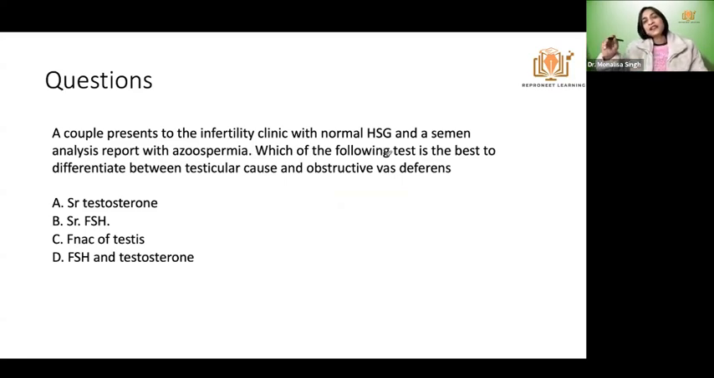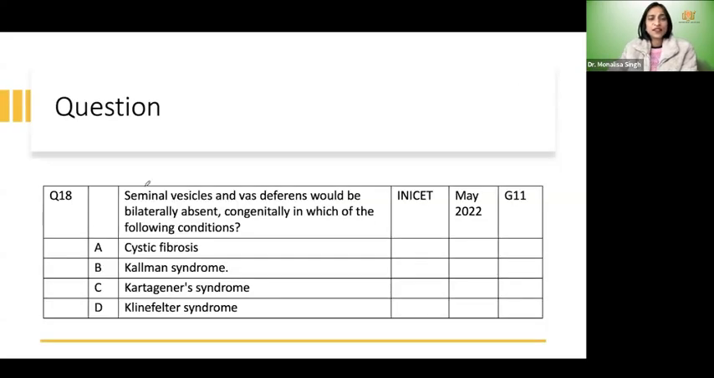A couple presents to infertility clinic with normal HSG. Semen analysis shows azoospermia, which of the following test is the best to differentiate between testicular and obstructive? I don't know if vas deferens obstruction, vas deferens whether it was there or not, because then you'll just palpate, no. But that was not the option. Luckily, it's not testosterone, it's not FSH, because we've repeatedly said that there can be testicular failure, testicular azoospermia with normal FSH. So FNAC of testis, testicular biopsy or testicular aspiration. This is your answer.